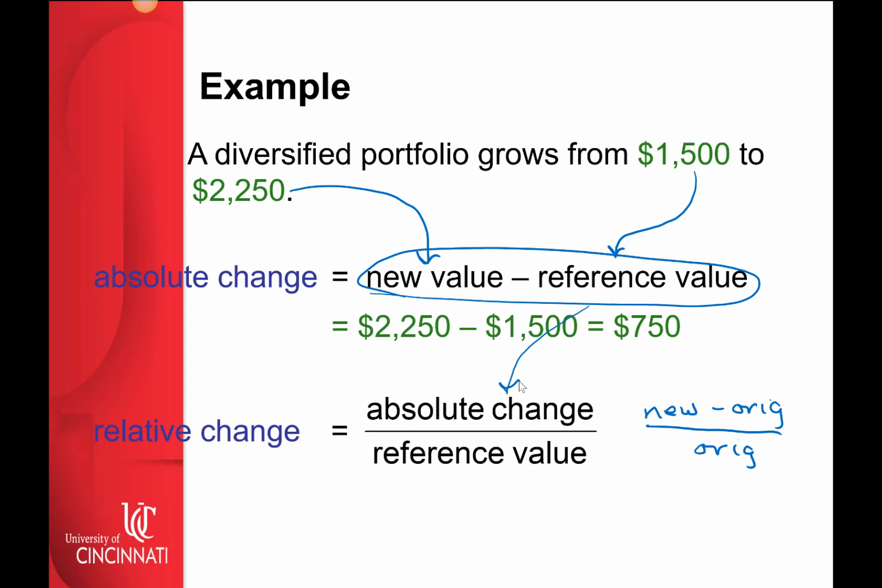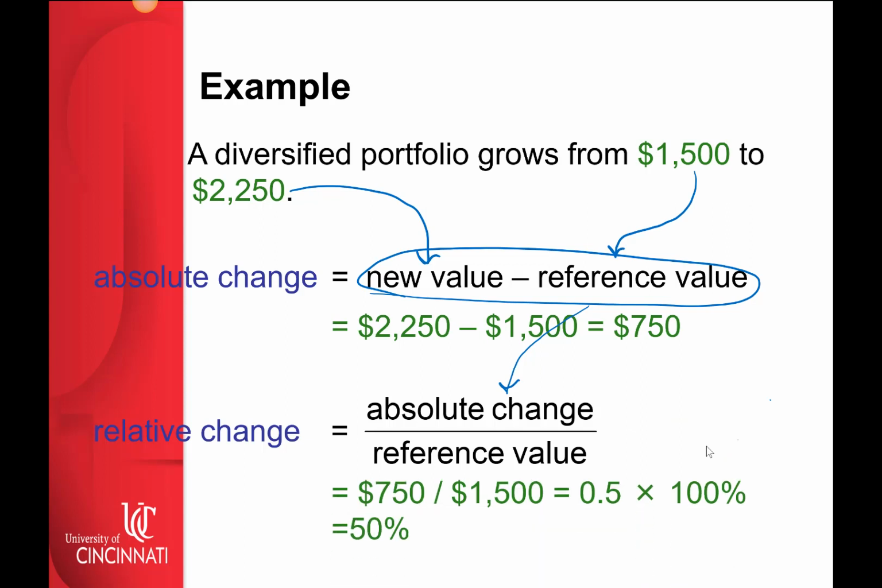Well, in this case, where we were at the start was this $1,500. The amount of increase was $750, which gives 0.5, times 100, 50%. Is 50% growth in an investment a good deal over a year? Yeah, that's cranking. Can that ever happen? Yes.